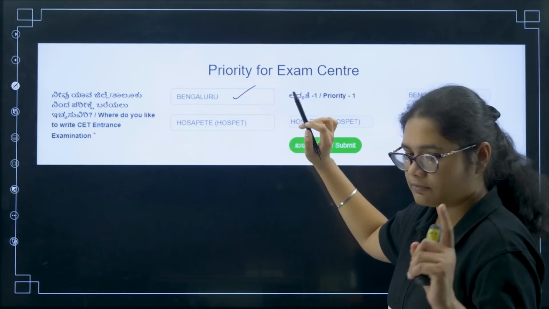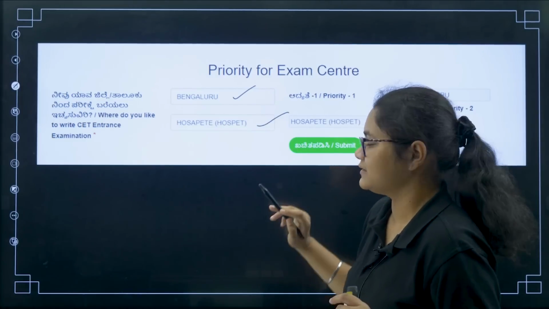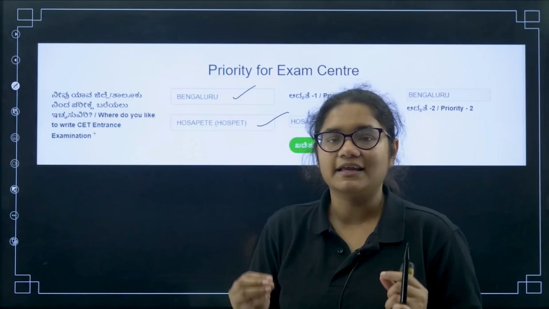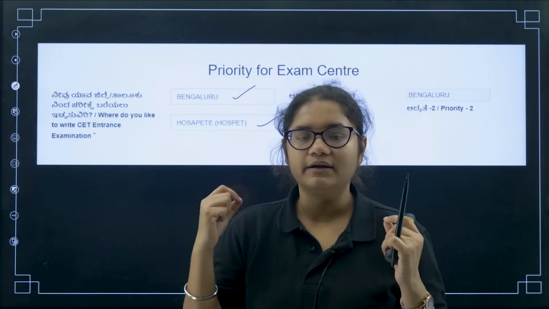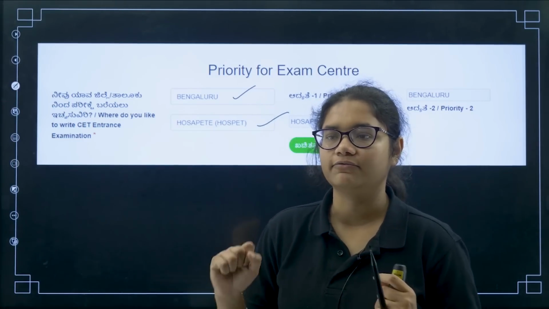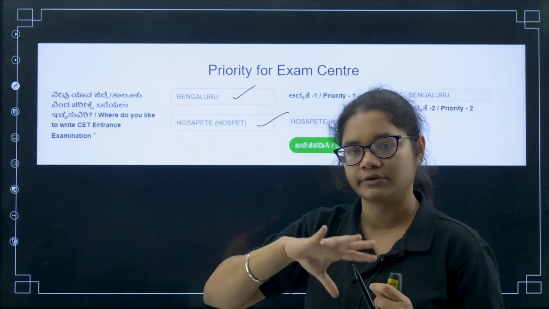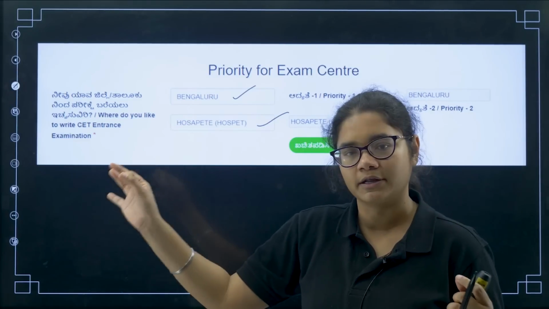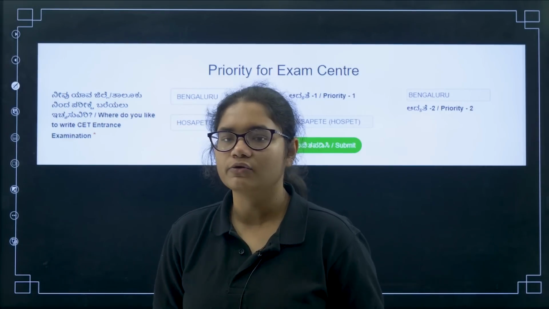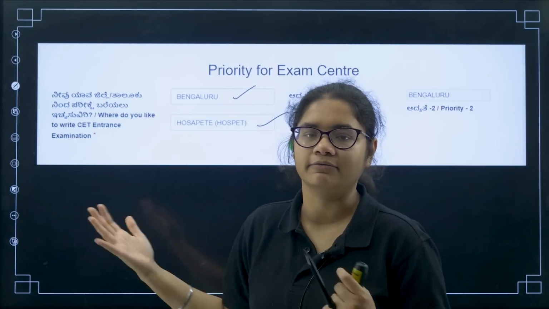Here there is priority 1, which is the first exam center that you want to give. Then for the next one, you can select the second, any other exam center which is near to you. Which center will be allotted to you will depend on the availability of seats. For example, if in a center there are 200 seats and the first 200 students have already registered for that particular center and you are the 201st student, then you will get your second preference. If that is also not available, they have to adjust it.